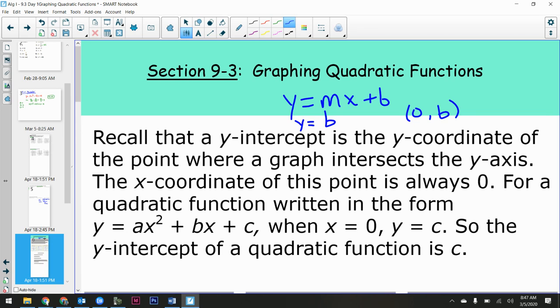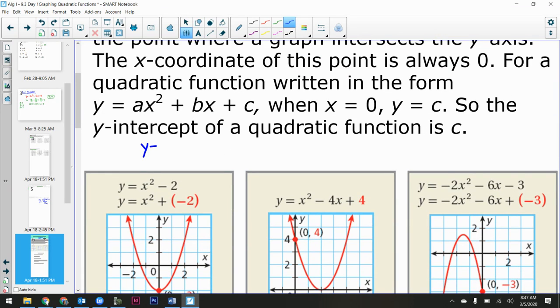What would happen if I were to plug 0 into this equation? y equals a times 0 squared plus b times 0 plus c. What would I get then? What happens to this? 0. What happens to this? 0. What's left? c. So what I'm telling you is that the y-intercept is always (0, c).